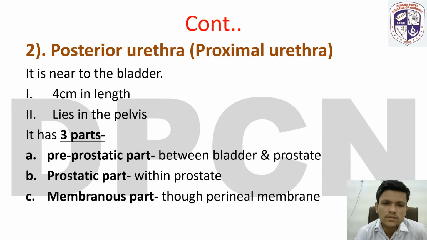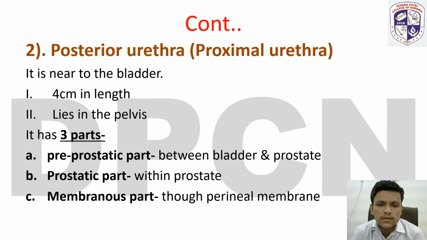Next, the posterior urethra, also known as the proximal urethra. It is near the bladder, 4 centimeters in length, and lies in the pelvis. It has three main parts: first, the pre-prostatic part, second, the prostatic part, and third, the membranous part. First of all, the pre-prostatic part is situated between the bladder and the prostate.